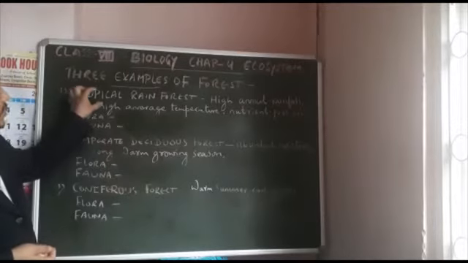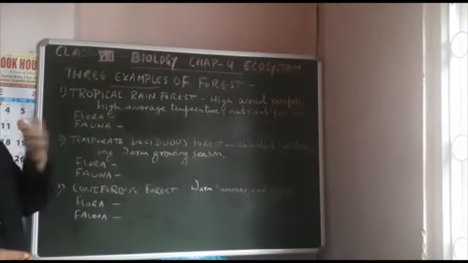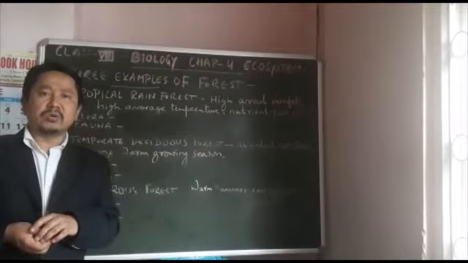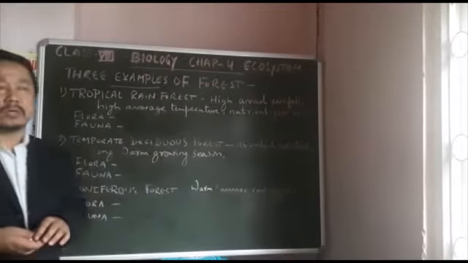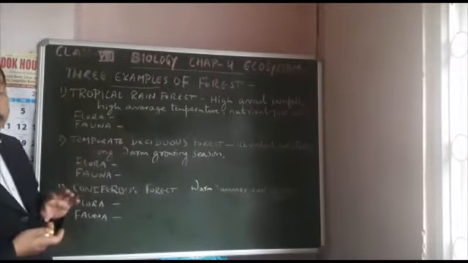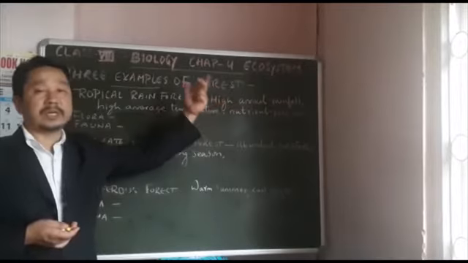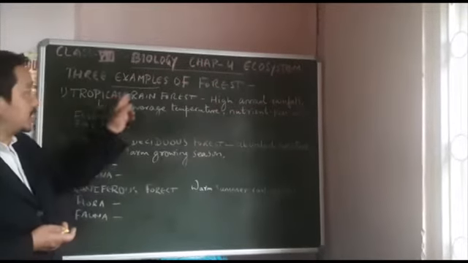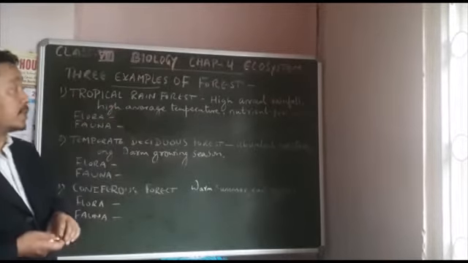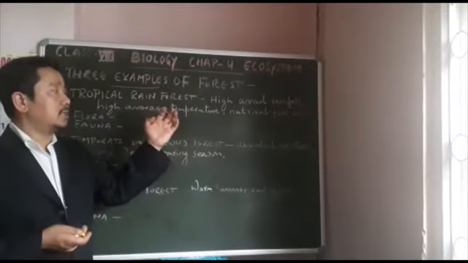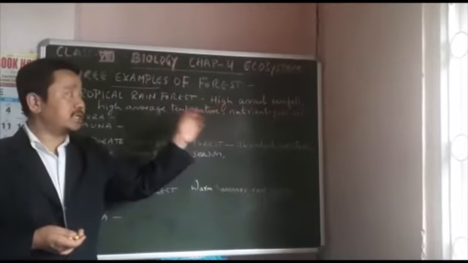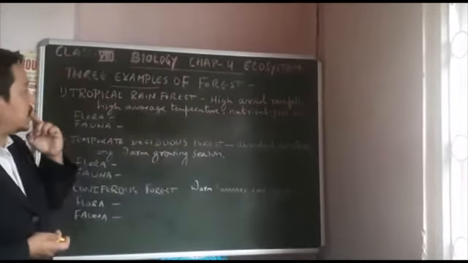First we'll talk about tropical rainforest. Tropical rainforest is found on the western coast of India and northeast Himalayas. It is characterized by high annual rainfall, as the name suggests. Average temperature is also high, and the soil is poor in nutrient content.